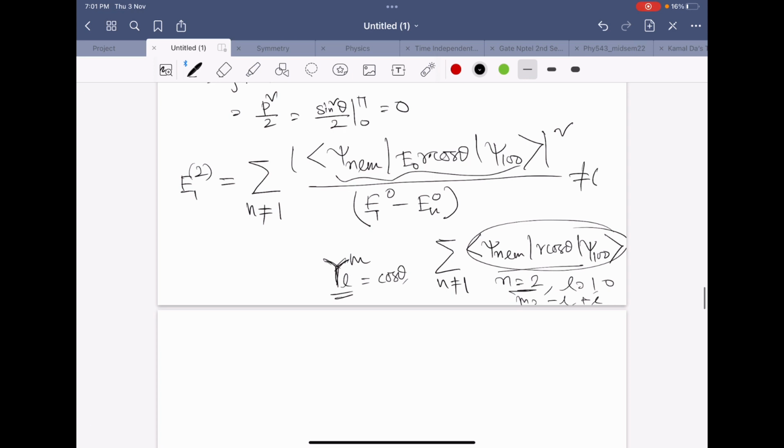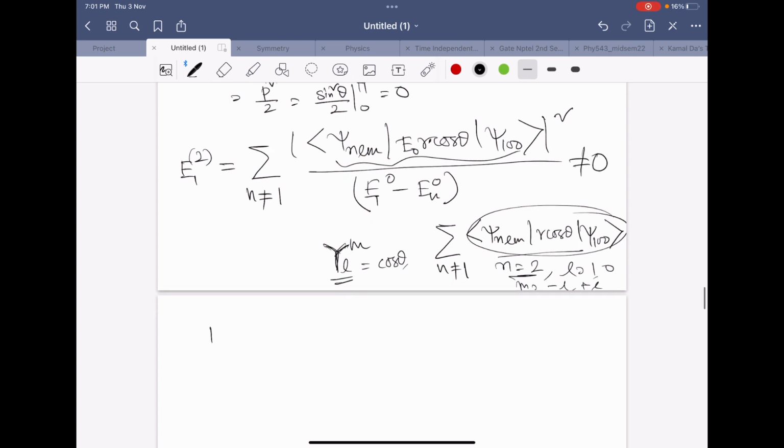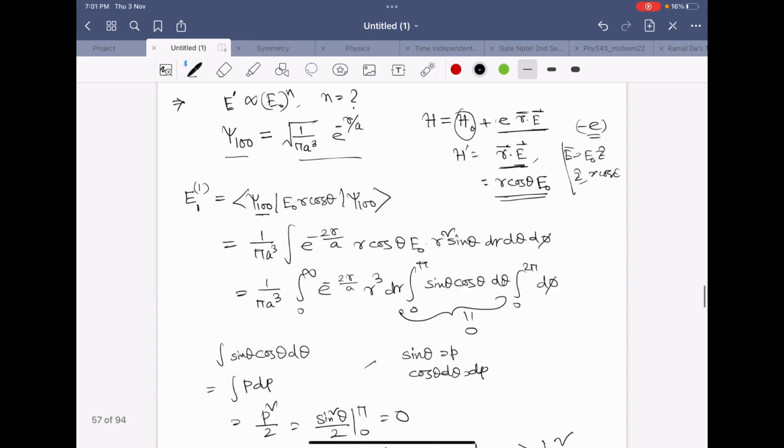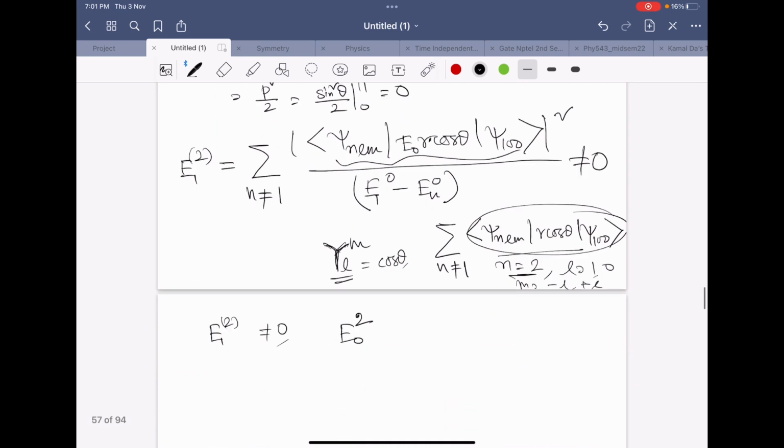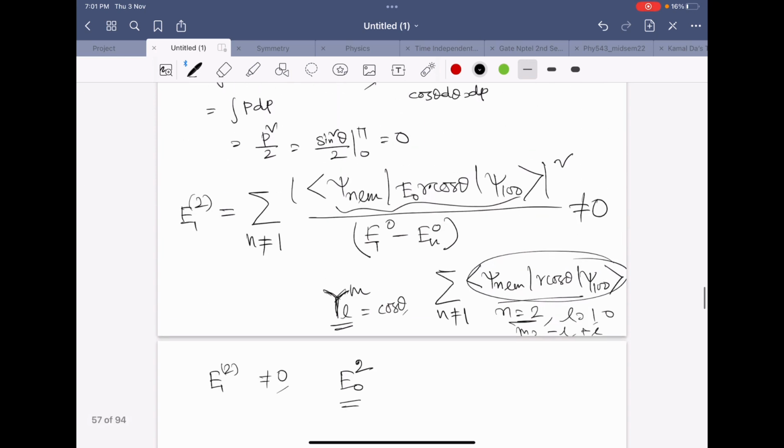So this is not equal to 0, and since E1 minus E2 is not equal to 0, we get that it will depend on E naught square. So we needed the leading order correction, and we have found that it is E naught square, so n equals 2.